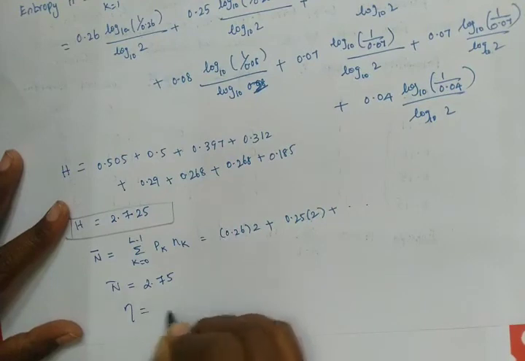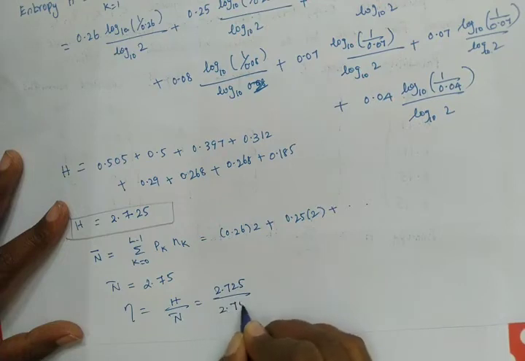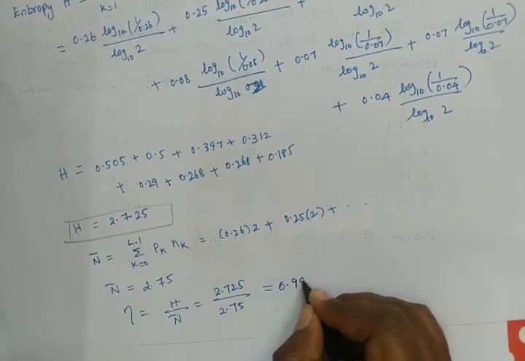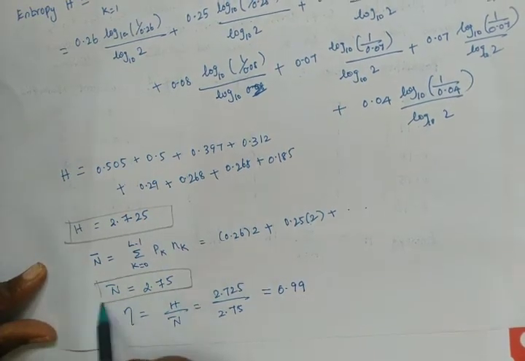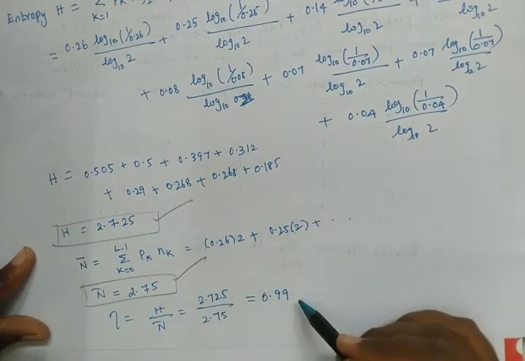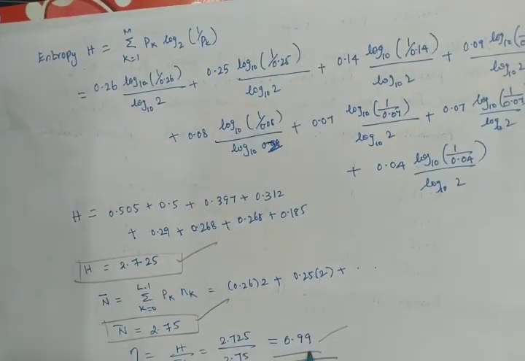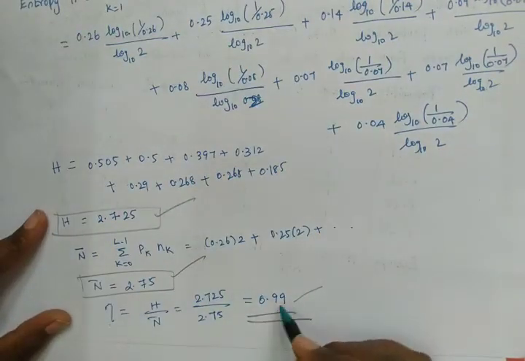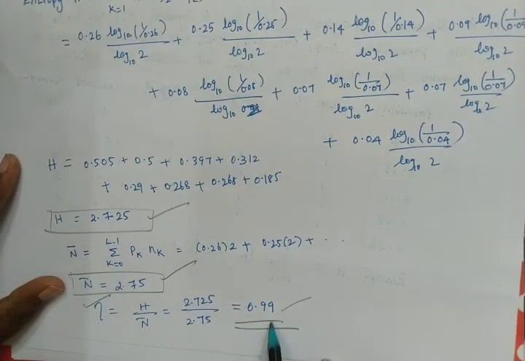Now, what is code efficiency? Eta is equal to H divided by n bar. So it is equal to 2.725 divided by 2.75, which is equal to 0.99. So this is our code efficiency. So this is how we have to find it. This is n bar, and I have not written this, it is just a continuation, you have to write this. This is entropy, n bar, and this is code efficiency. But remember, the code efficiency will always be less than 1. So you must remember this. Code efficiency will always be less than 1.